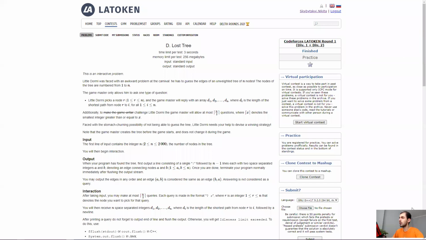Hi guys, today I want to share two more expert level problems with you. This time they are interactive, so also a bit different from the usual setup, I guess.